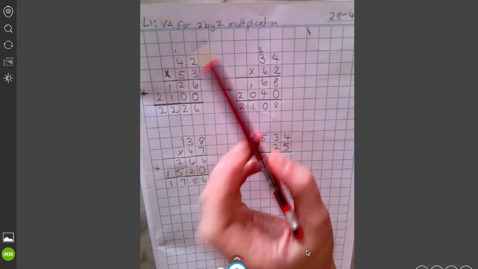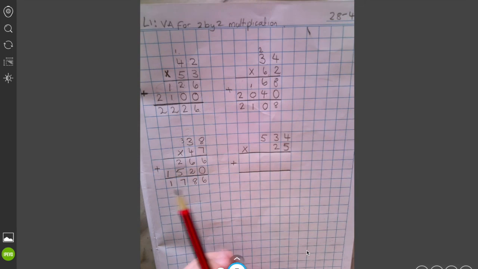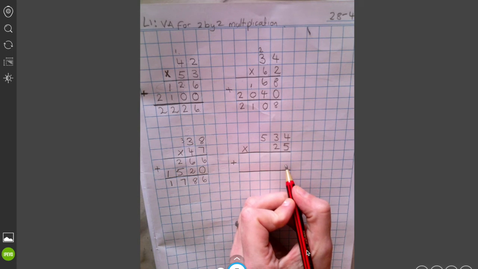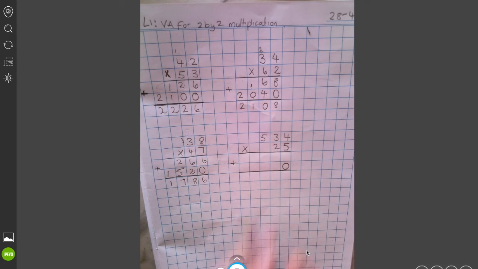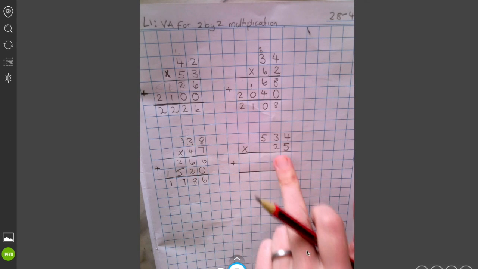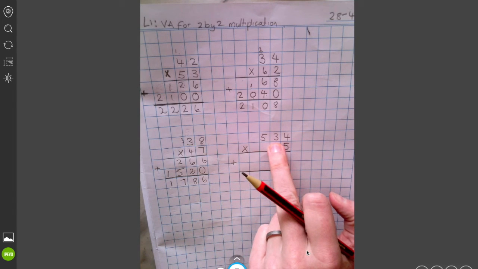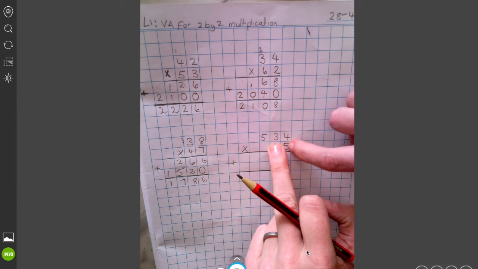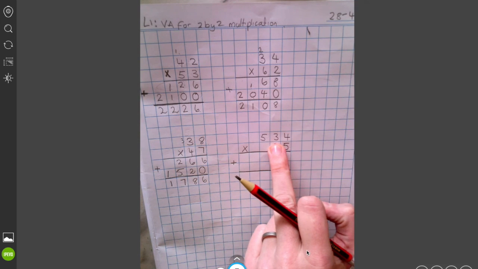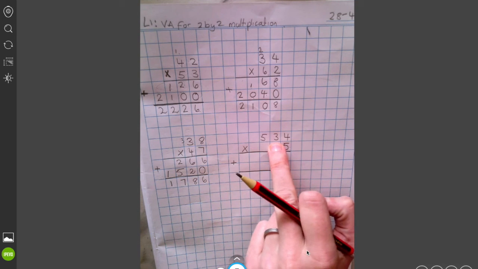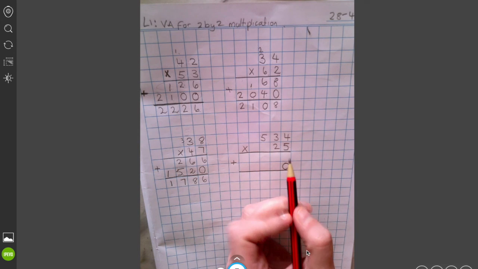And I know that's not what our success criteria says. But I figure if you're going really well with this already, you might be ready to try something like this. It's exactly the same process. Once again, we put down that 0 and we set our work out like this. So we're going to focus on the 5 first of all. So we're going to go 5 times 4, then we're going to go 5 times 3 and 5 times 5, just like we would with 3 by 1 digit multiplication that we did earlier today. So let's try that now.